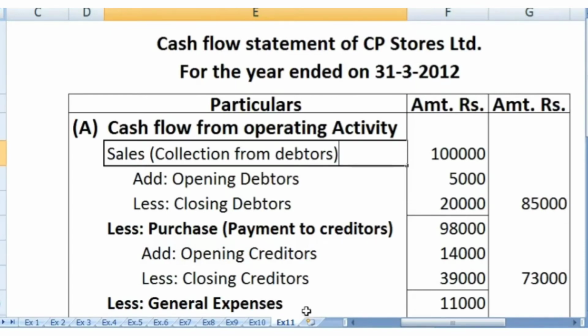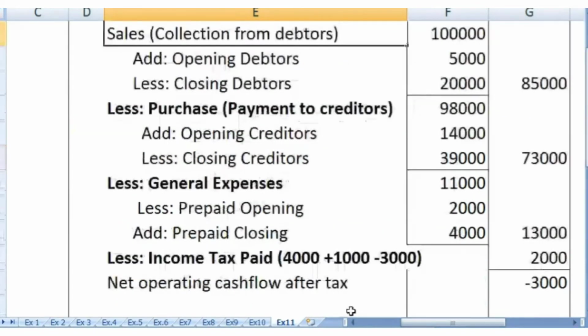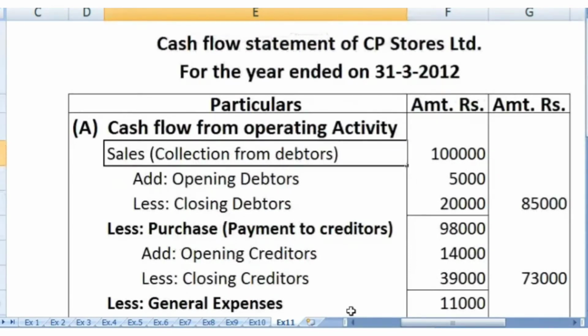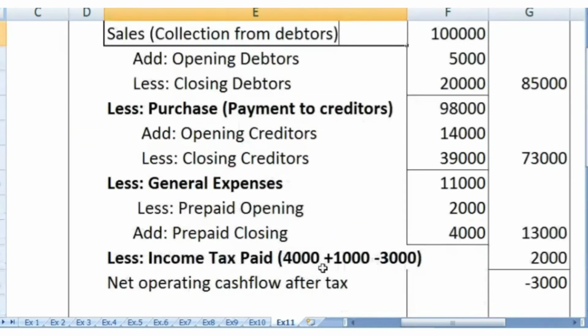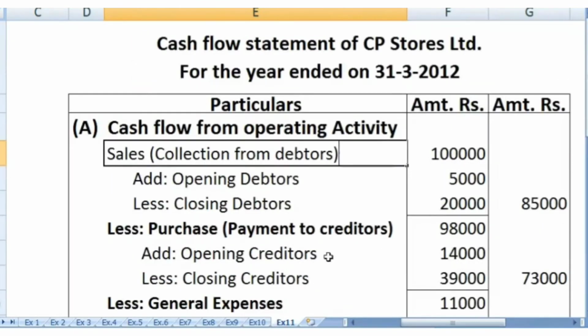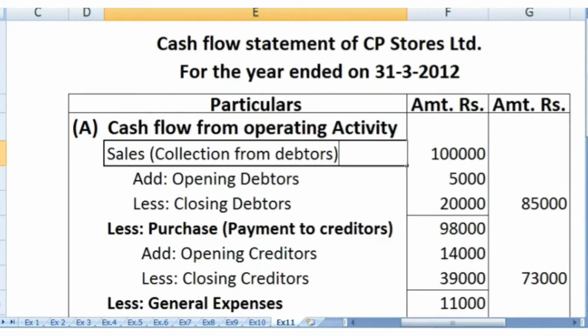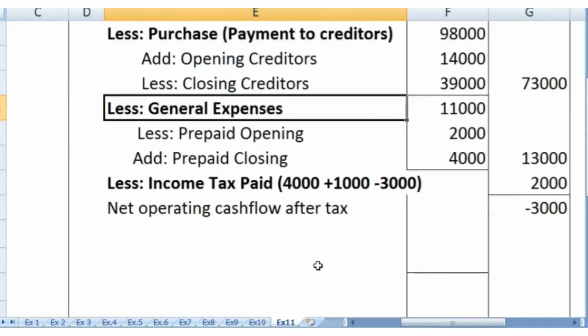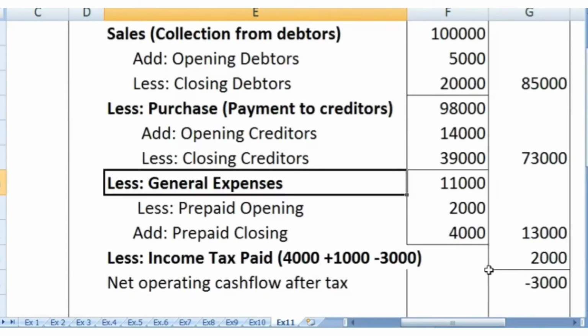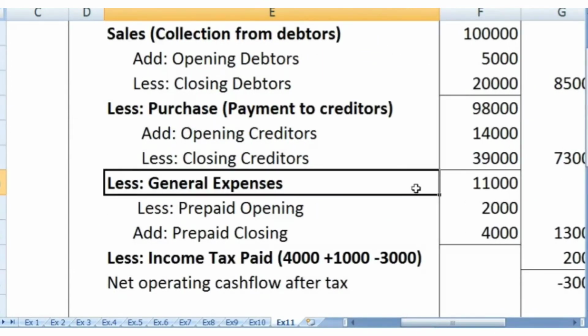So ultimately, your debtors, your creditors, your prepaid expenses, your taxation, all that information in the indirect method we consider as adjustment of current assets and current liabilities, which is called working capital adjustment. And now working capital adjustment is not required because all this is accommodated here in the sales, purchase and general expenses. That's why we need not give a separate entry for it.